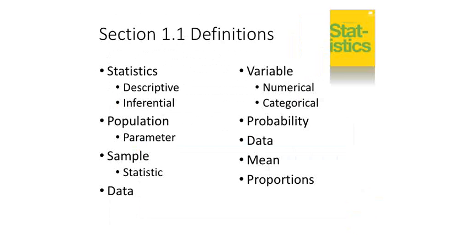Data, we talk about the meaning of data. We talk about variables. What is the meaning of a variable, whether it's numerical or categorical? We talk about a few definitions of what is meant by probability, what is meant by mean, and proportions. All of these are going to become very important to us as we proceed through the course. Make sure that you're taking the time to note down these definitions. You may even want to write them down or at least take a note of where they are.